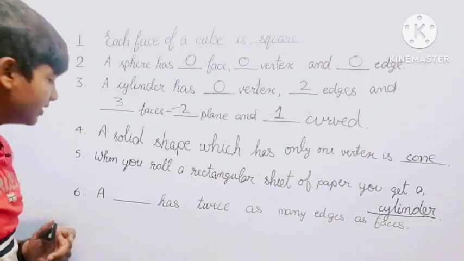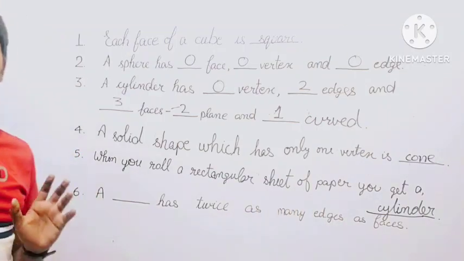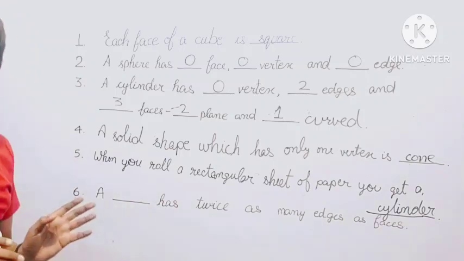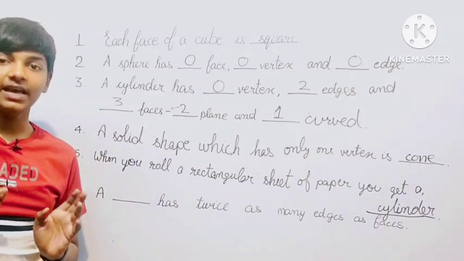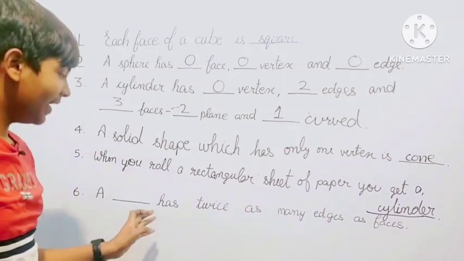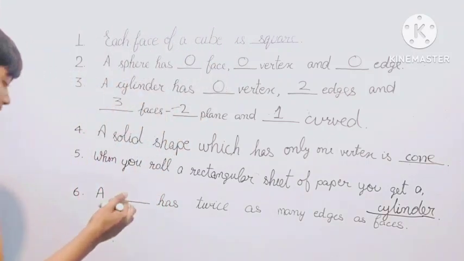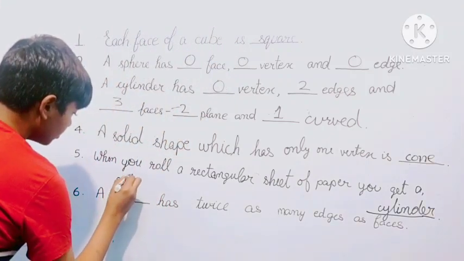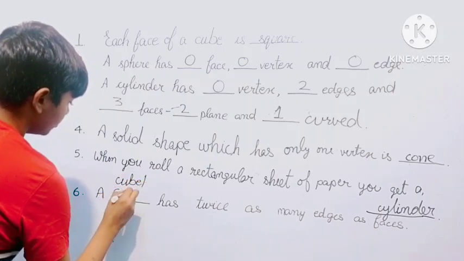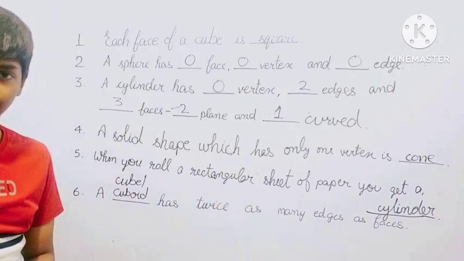Our next question is, a dash has twice as many edges as faces. So there can be two answers for this question. A cube and a cuboid both have 6 faces and 12 edges, which means a cube or a cuboid has twice as many edges as faces. So we can fill cube or cuboid. Both of the answers will be correct.